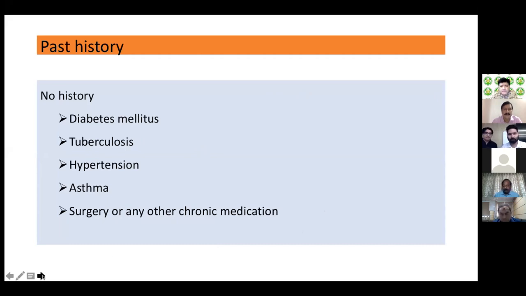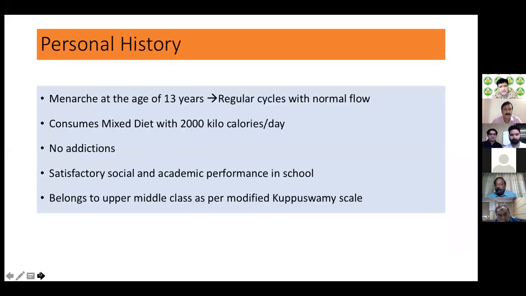In the past history, she had no history of diabetes mellitus, tuberculosis, hypertension, asthma, or any surgery or chronic medication in the past. In the personal history, she attained menarche at the age of 13 years with regular cycles and normal flow. She consumes a mixed diet with 2000 kilocalories per day. There are no addictions. She has satisfactory academic performance in school, and she belongs to upper middle class as per the modified Kuppuswamy scale.